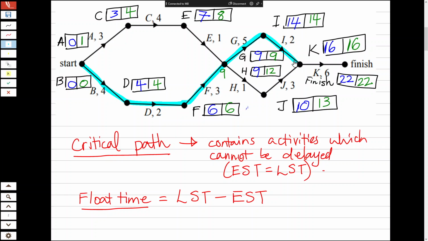It's the longest path, right? Because the longest path is going to be what holds me up from finishing the whole project. So if I increase this by 100, that's going to slow the whole project down. In this case, the critical path is B, D, F, G, I, K. All you need to do is list the activities which have the same number for the earliest starting time and the latest starting time.